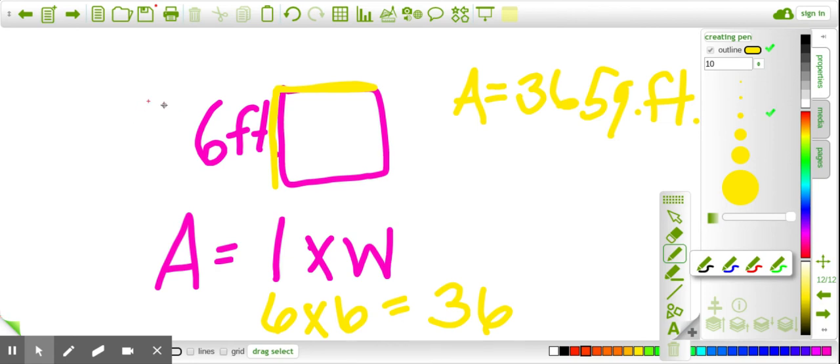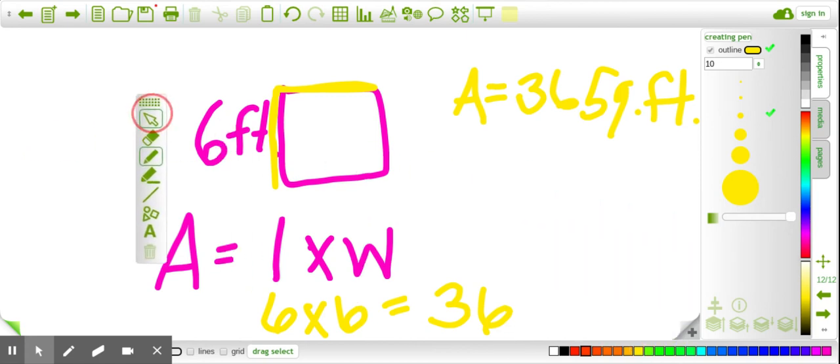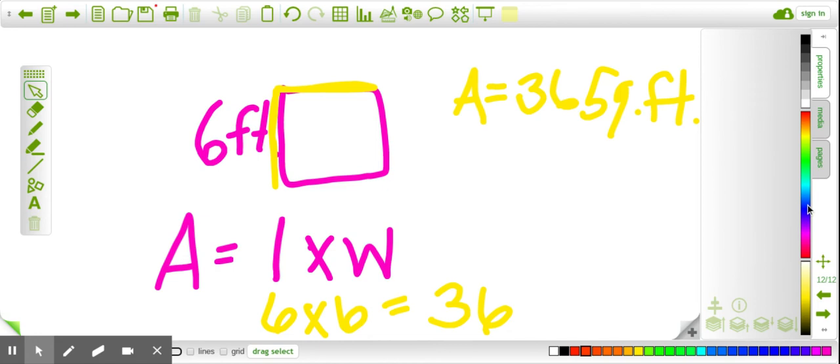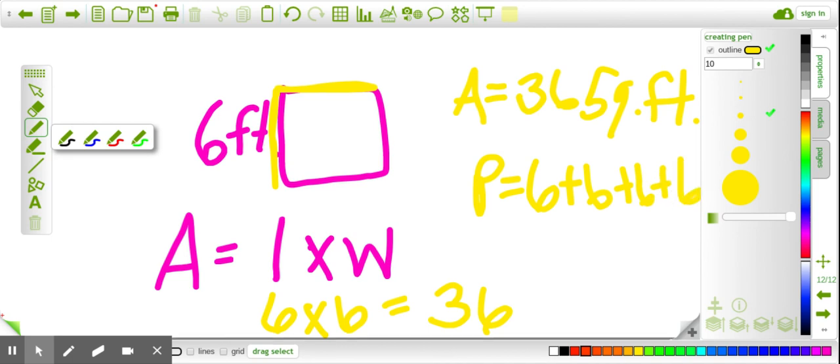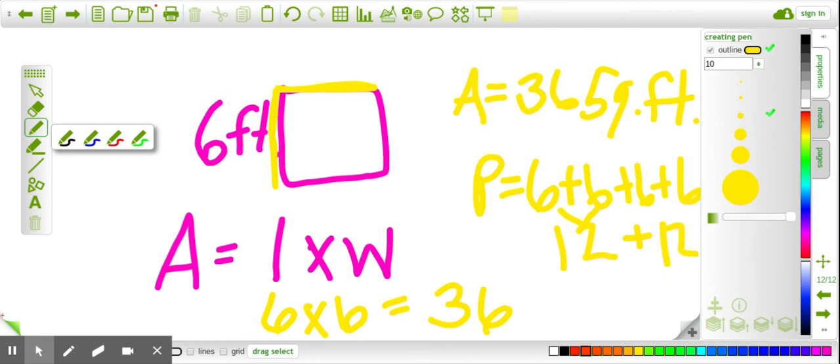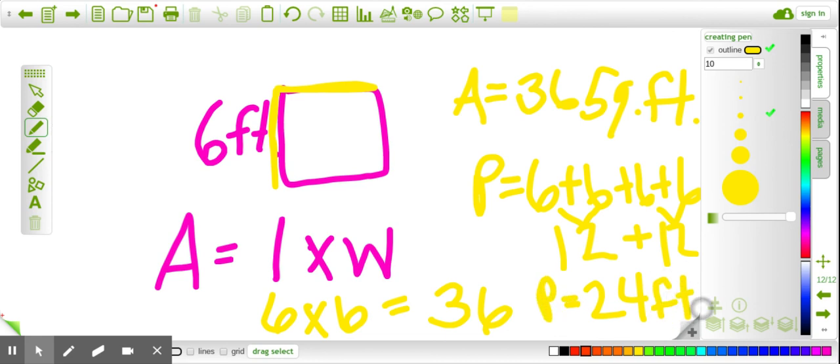So remember, we always measure in square units, so don't forget that square. All right, let's find the perimeter of this shape. So remember, the perimeter, we have to add all of the sides together. So to find the perimeter of this shape, we would have to add 6 plus 6 plus 6 plus 6. 6 and 6 is 12. 6 and 6 is 12. And 12 plus 12 is 24. So the perimeter would equal 24 feet.